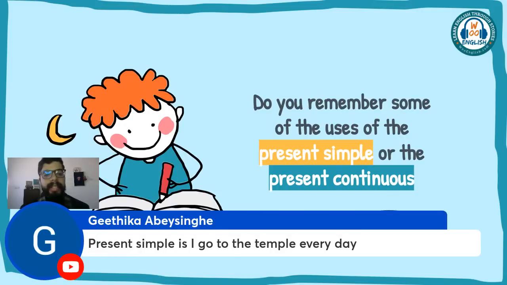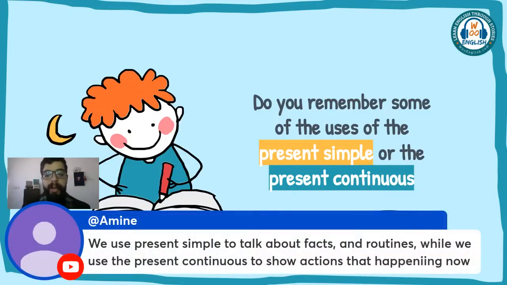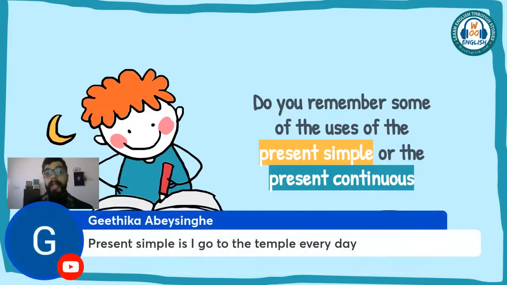Present simple is: I go to the temple every day. Great. So what do we call these kinds of actions, Gathika? Something that you do every day. There is a name for that, and Amin already gave us that word, which is routines, right? But you are correct. I like that you clarified the point through an example. That's a very good thing.